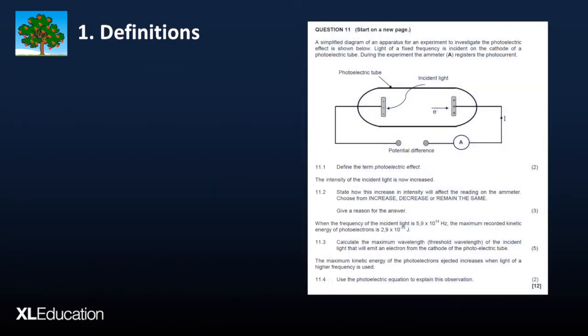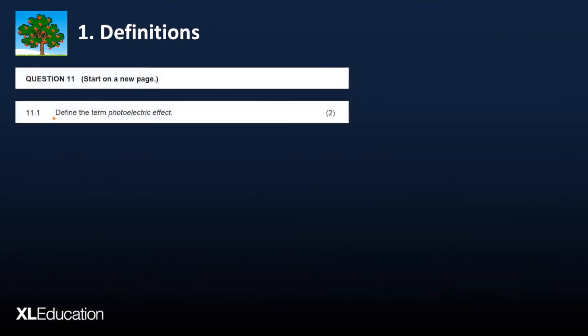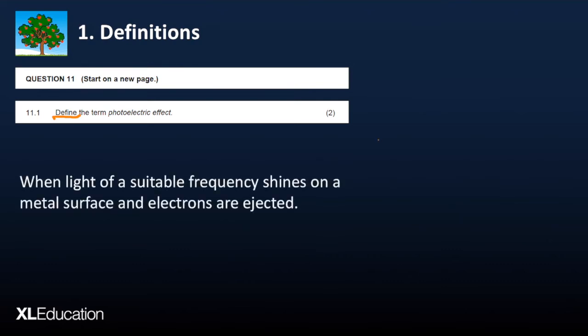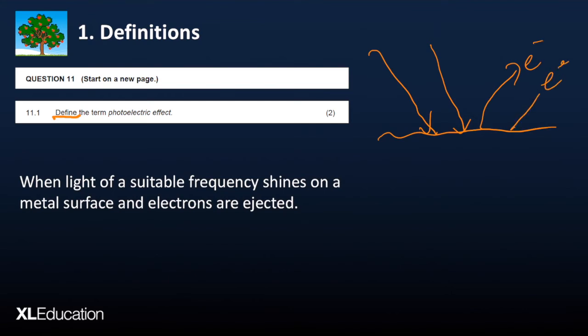Then the last question, which is the one for photoelectric effect. If you go through your question, you can see that the first part, which is 11.1, requires you to define the term photoelectric effect. So in this case, the photoelectric effect is when light of suitable frequency strikes a metal surface, then electrons are ejected. That is when the photoelectric effect has happened. So it was fine for you just to tell us that light of suitable frequency shines on a metal surface and electrons are ejected.